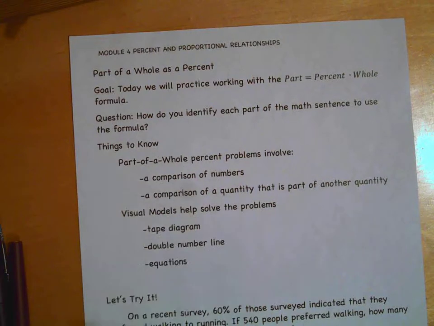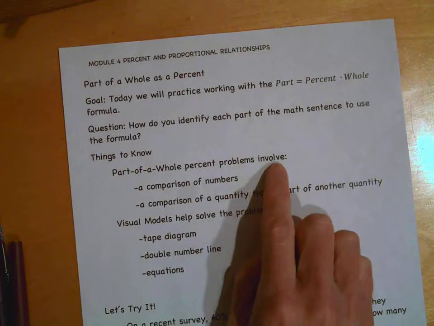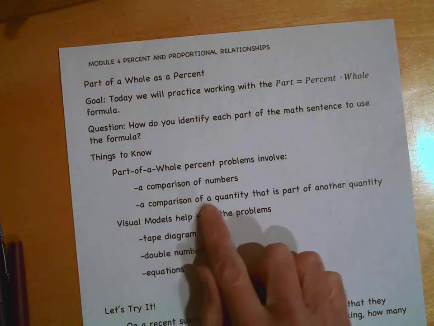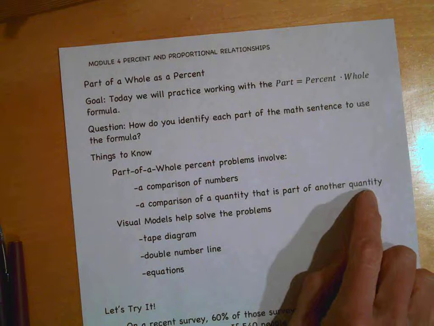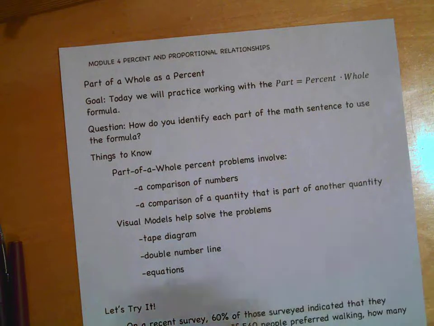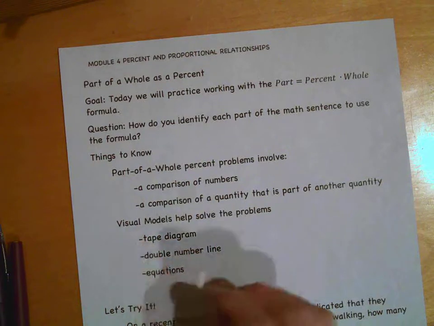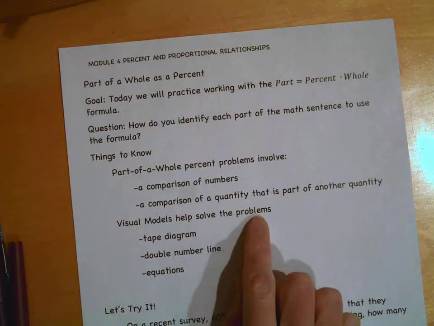All right, so in the things to know section, part of a whole percent problems involve a comparison of numbers and a comparison of a quantity that is a part of another quantity. That gives you an idea, because when it says part of a whole, that means we're working with a whole amount, but you only know part of it. The best way to understand this and figure it out is to use visual models to help you solve the problems.